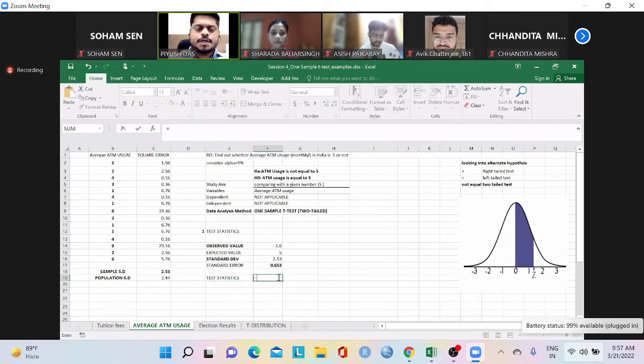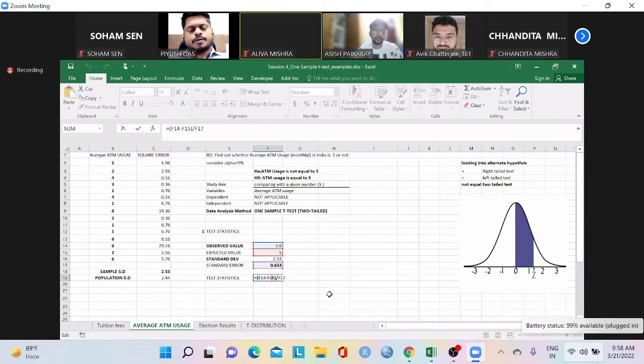So my test statistic will now become my observed value minus expected value, divided by standard error, right? Again repeating, this is nothing but I'm standardizing the observed value, or the sample mean that I've got. This statistic is nothing but the standardized form of your sample mean. So I got a value of minus 2.14, right? Every one of you got that number, or any question, any doubt? Yes, sir.